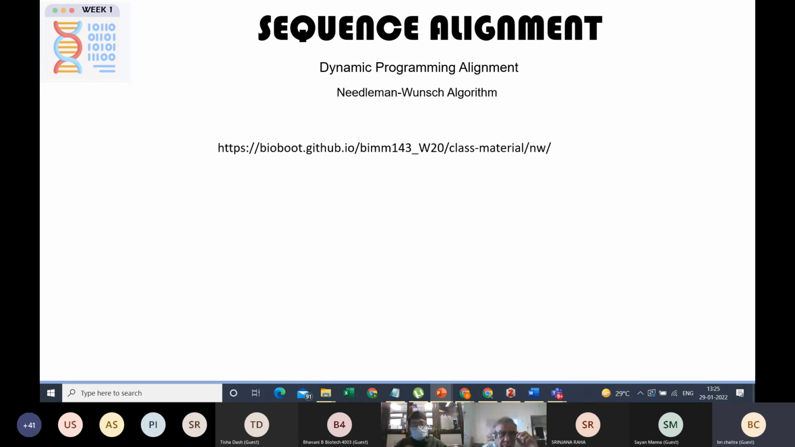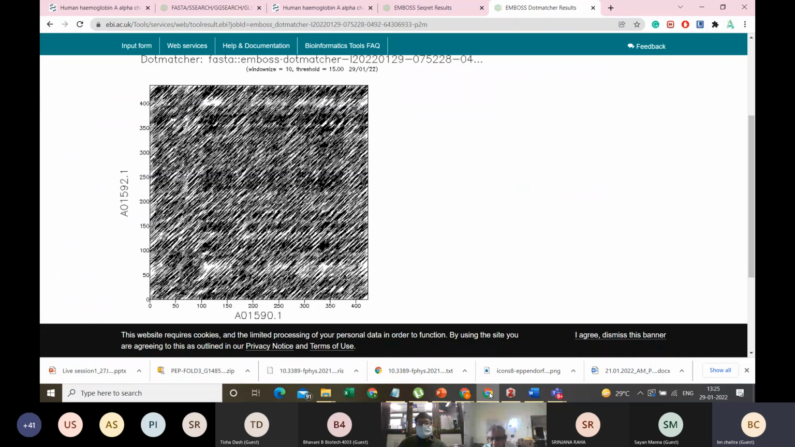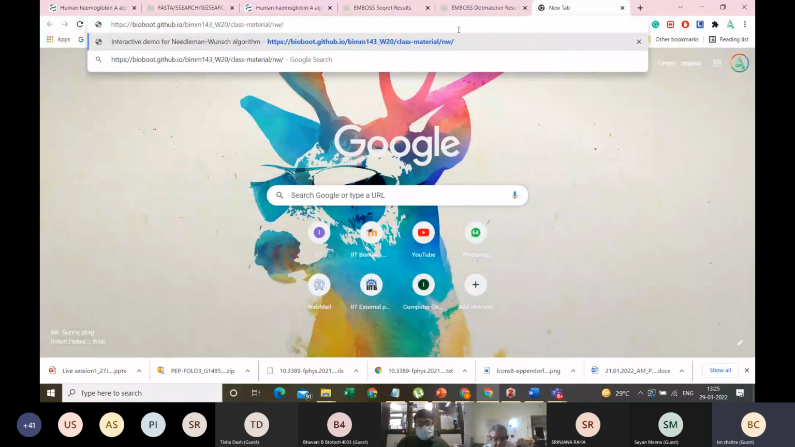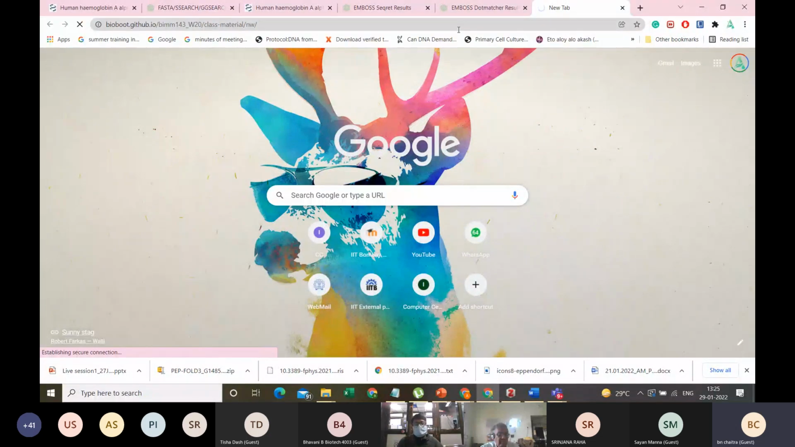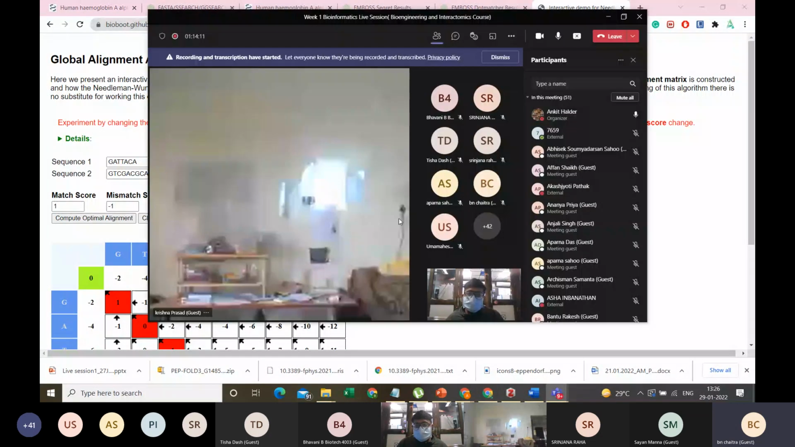Let us look at how we can do it dynamically, and it also introduces the penalties. I don't know if you have Needleman-Wunsch in bioinformatics in your regular courses. But here you can find out interactively how it goes without pen and paper, if you include the scores. If my screen is visible, everyone has reached here, right?